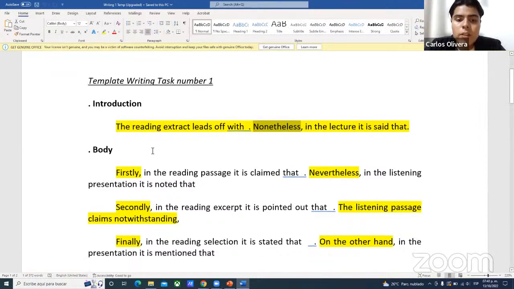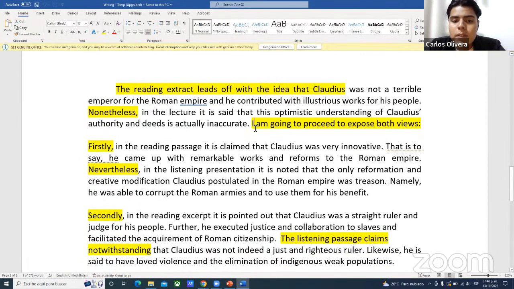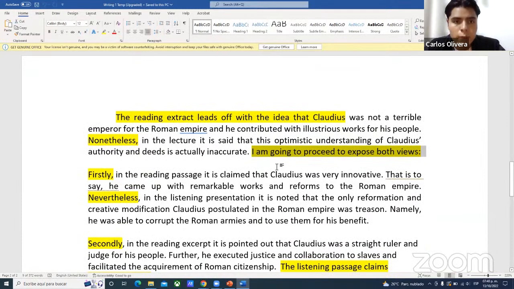Any question about the introduction, dear students? Oh, but before, as you can see at the end, I include this little sentence, and I highlighted it with yellow as well: I am going to proceed to expose both views. This is a transition phrase. For those of you who are not familiar with this, I recommend you always use a transition phrase. Of course, you don't have to use this one every single time, but you can change it.